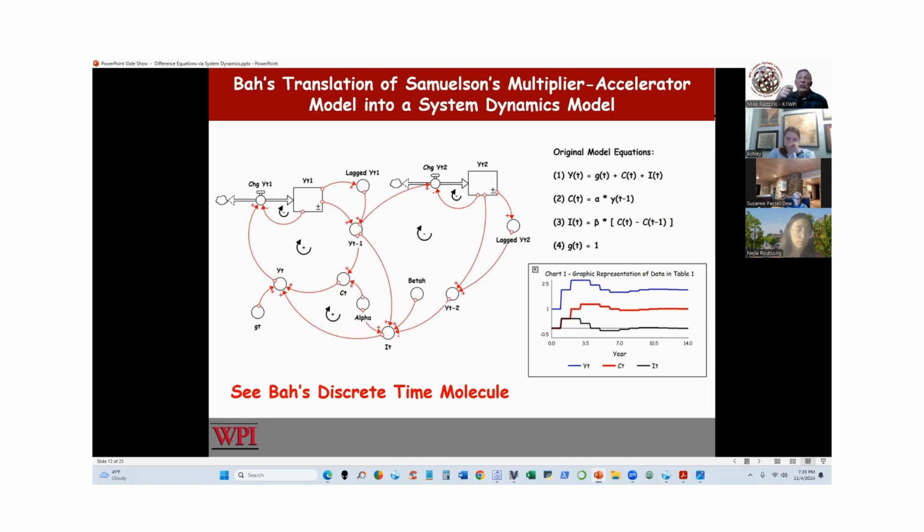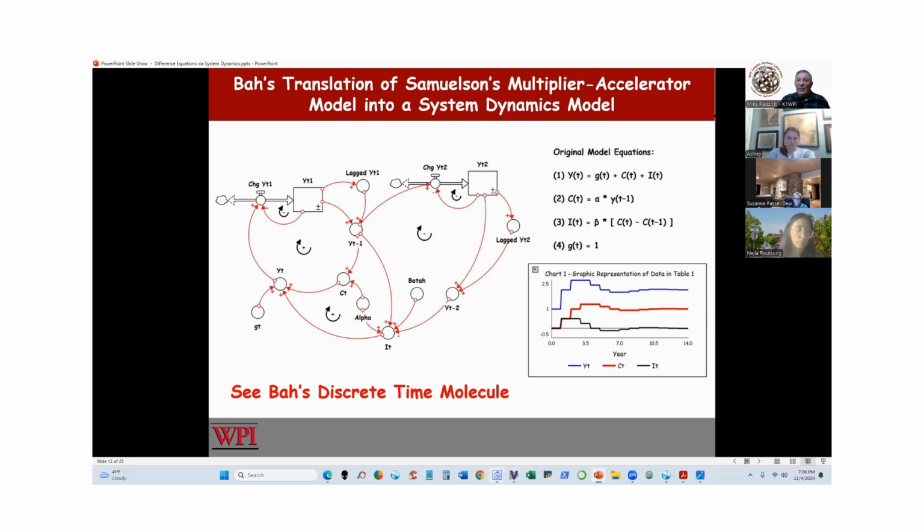Now, in order to do that, however, he has to, if you open up the molecule, you'll see he's still using those infinite order delays like I did. So it doesn't absolve you from using the infinite order delay, but now the visual presentation is more familiar to SDers. So cool, kudos to him.